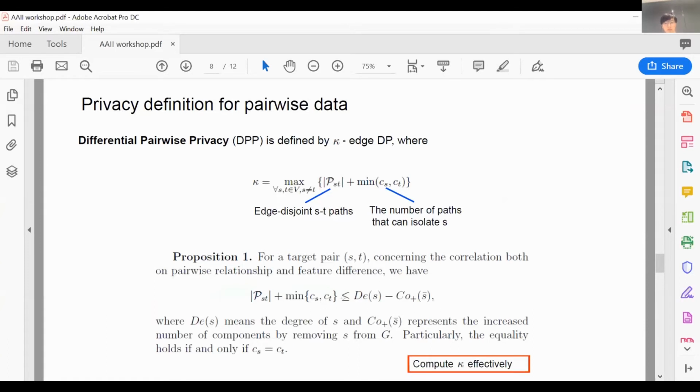The main idea is we relax the summation of these two terms. We relate it to the node degree, the degree of the node S minus a term. This term is the increase in the number of components by removing S from G. This idea is from graph properties and is known by a lot of people working on graph theory.